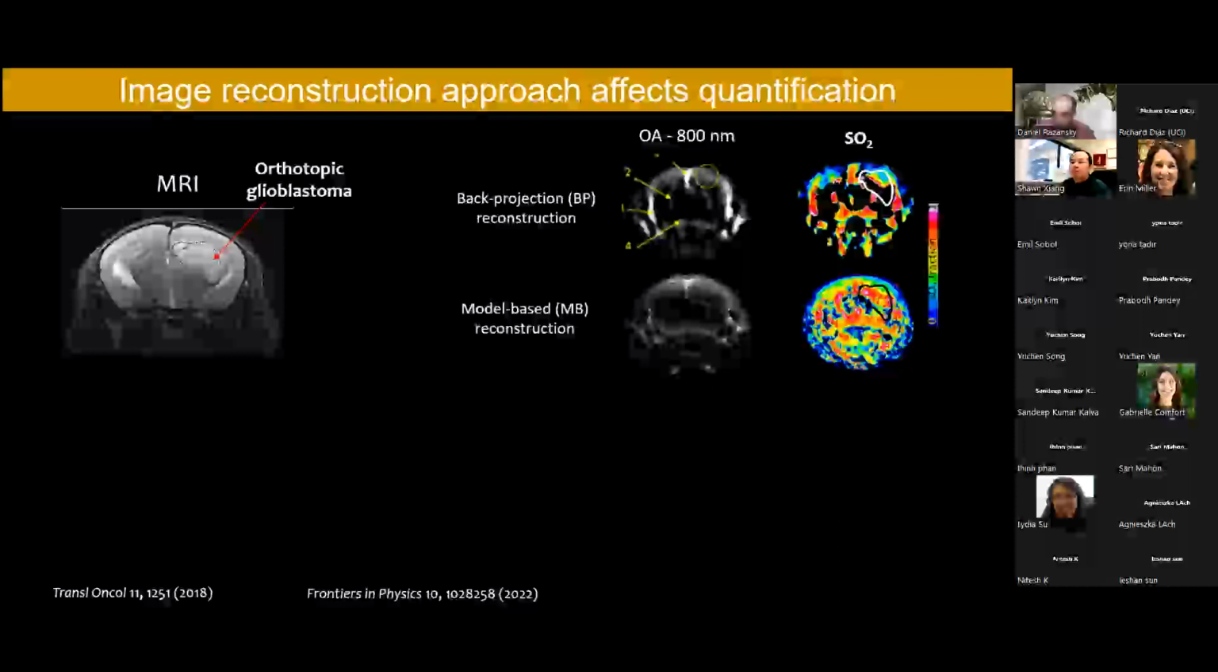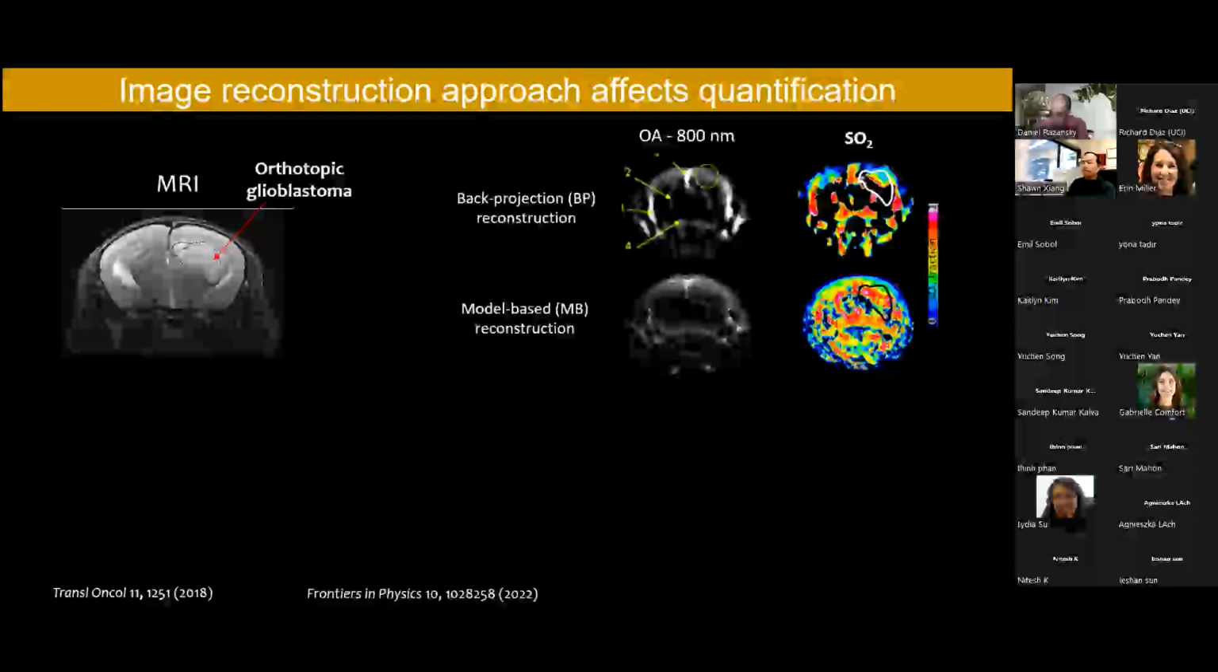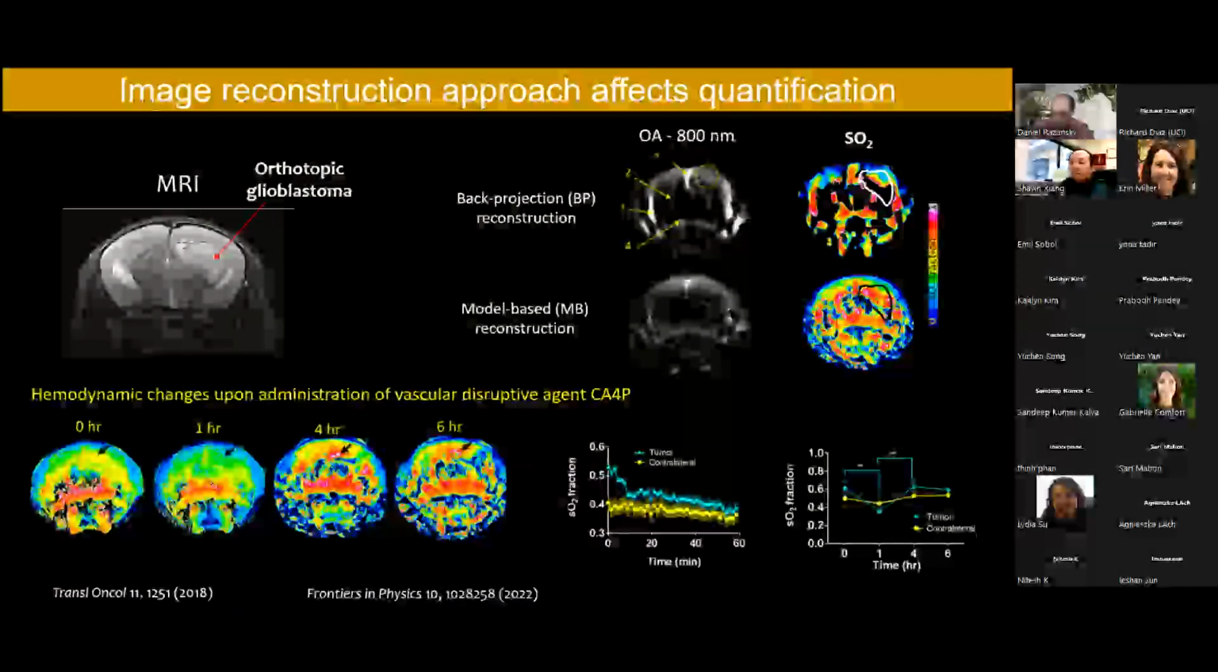So we developed an alternative way of reconstructing optoacoustic images, which is called semi-analytical model-based algorithms. And they provide accurate reconstructions which are made without analytical approximations. As you can see, in this way, you get meaningful images where the blood oxygenation can be accurately quantified across the entire mouse brain. In this particular paper, for example, we were able to look at hemodynamic changes in an orthotopic glioblastoma tumor after administration of a vascular disruptive agent into the mouse, and also quantified over time.